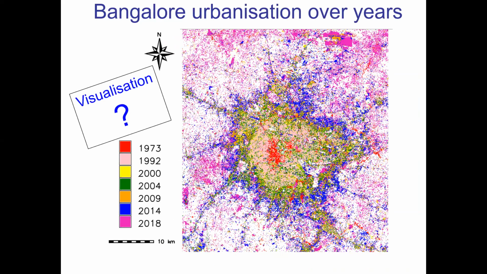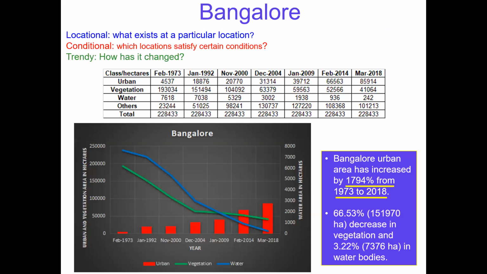One of the challenges in spatial data science is how we visualize these kinds of changes. Probably one way would be to represent the changes happening in each year in different colors. But one can again come up with very intuitive ways to depict these changes across the years. What did this analysis reveal? It revealed some very interesting patterns about location, condition, and trends.